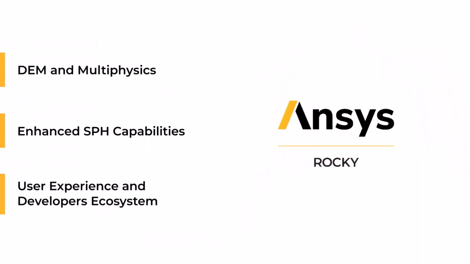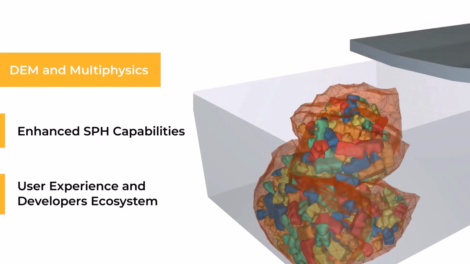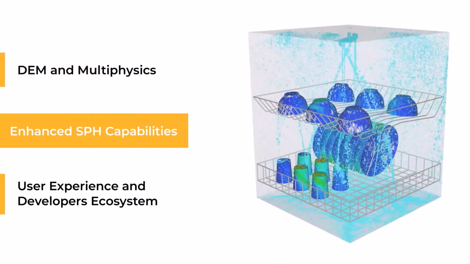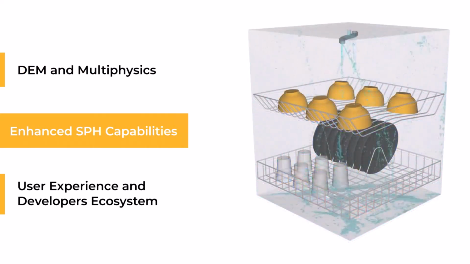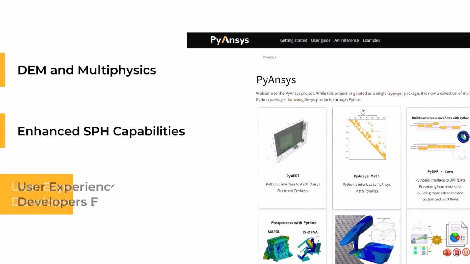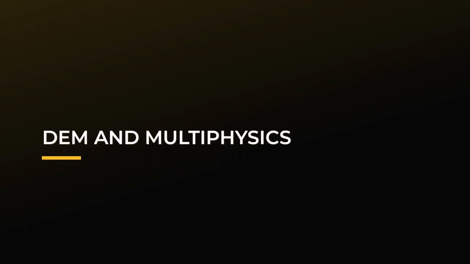In this video, I'm going to present some of our top highlights in our latest release 2024 R1. Ansys Rocky continues to address customers' needs by delivering features that enable users to perform accurate DEM simulations, keeping focus on multiphysics, provide new SPH capabilities designed to enhance simulations with fluids, and optimize the user experience, allowing limitless possibilities for particle dynamics simulation. Beginning with DEM and multiphysics, here is what's new in our latest release.